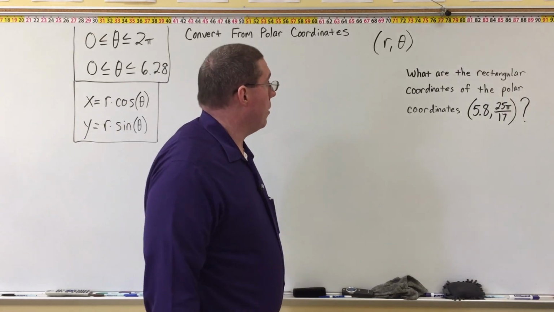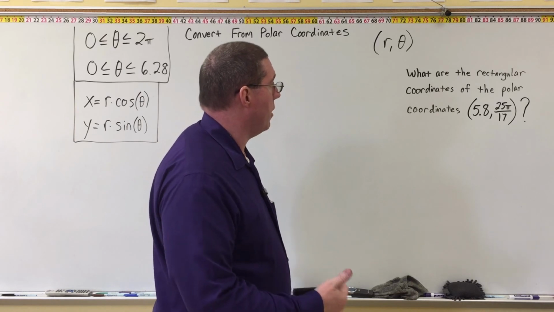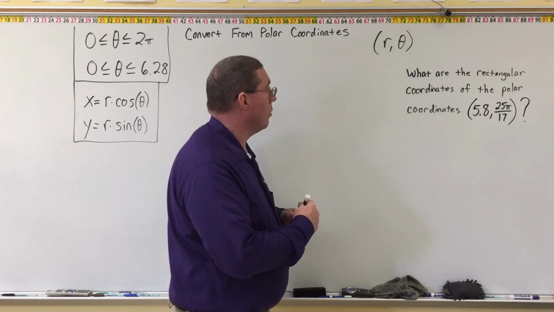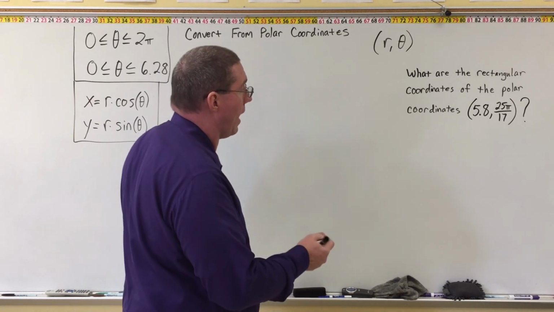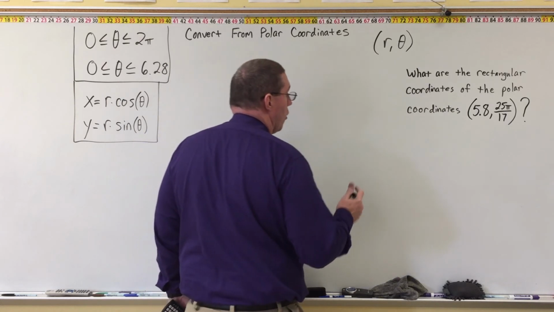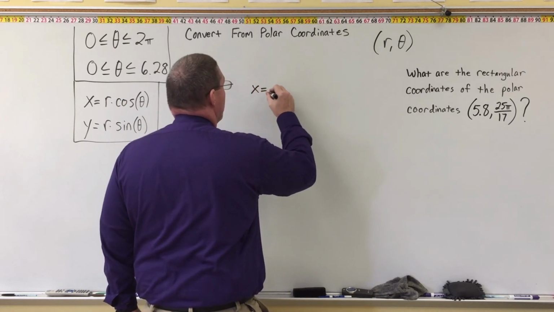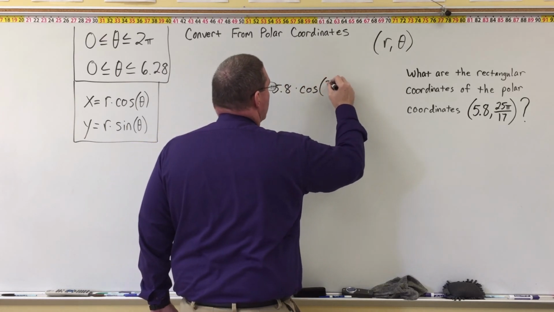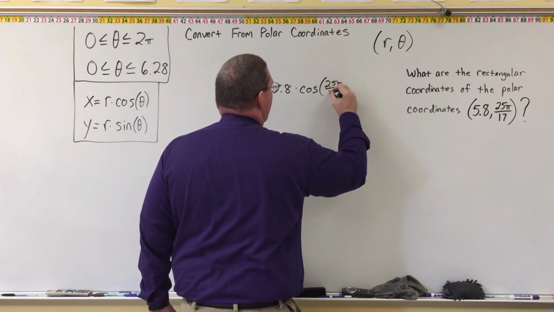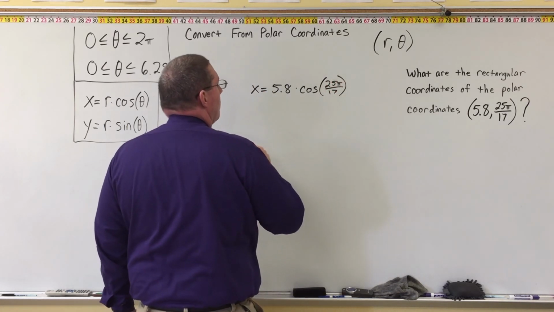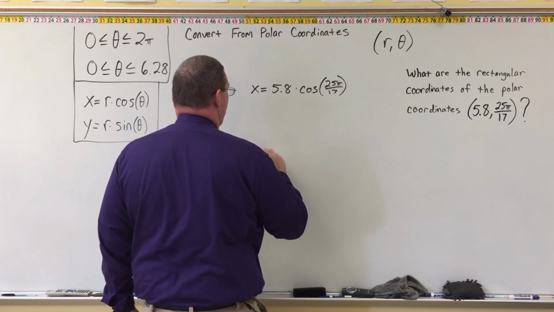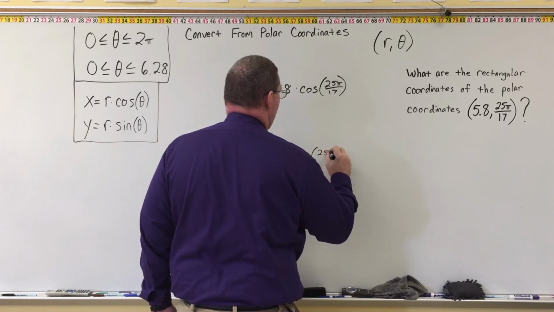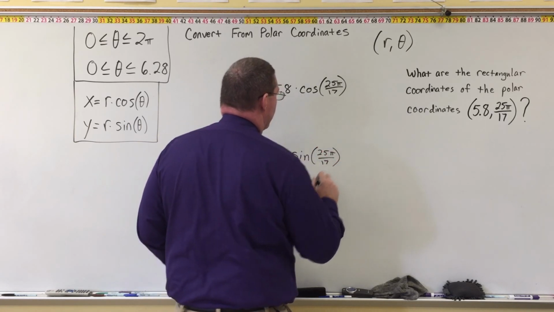Let's just do one more example. All right, our last example here, if you want to, pause the video, see if you can figure it out on your own. All right, so rectangular coordinates for the polar coordinates, radius of 5.8, theta angle of 25 pi over 17. And so the x-coordinate will be given by 5.8 times cosine of 25 pi over 17, right? And then the y-coordinate will be given by 5.8 times sine of 25 pi over 17, okay?